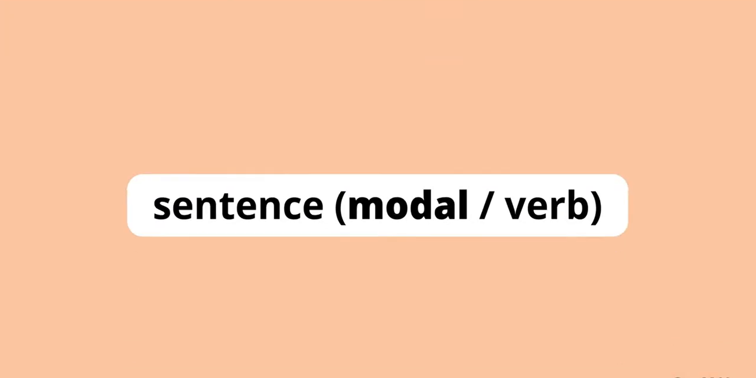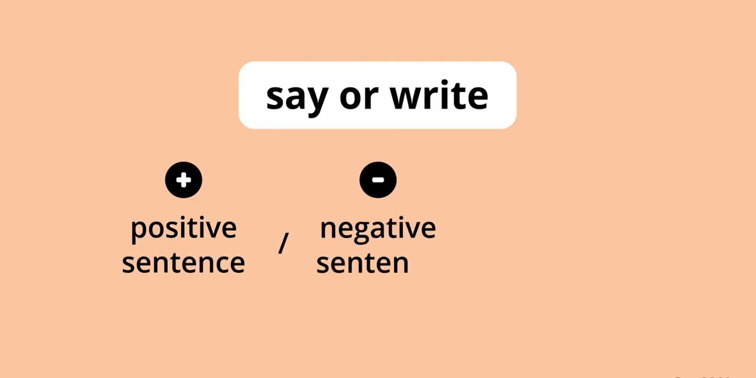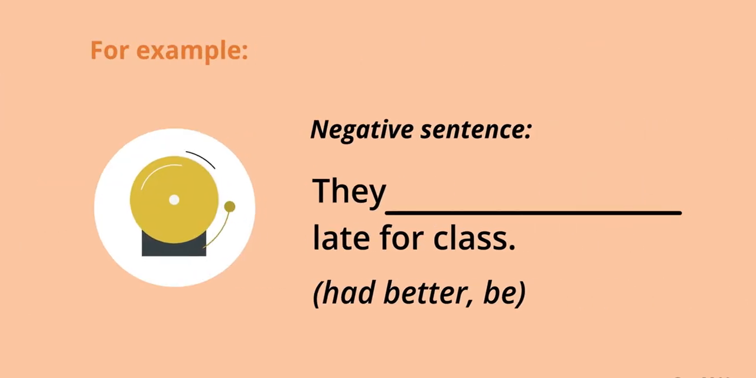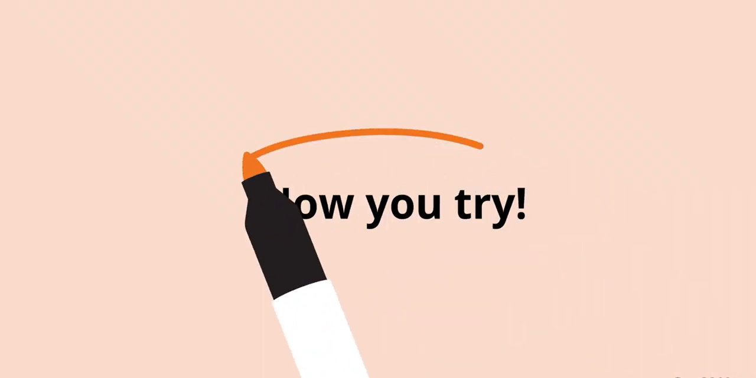Look at the sentence and the modal and verb in parentheses. Make a positive sentence, negative sentence, or question for each one. Don't use a contraction. For example, they had better not be late for class. Now you try.